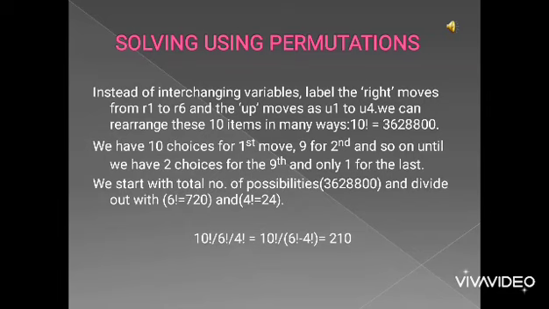We start with the total number of possibilities. They were 36,28,800, and divide out by 6 factorial, which is 720, and 4 factorial, which is 24. That is 10 factorial divided by 6 factorial divided by 4 factorial, which is equal to 10 factorial divided by 6 factorial times 4 factorial, which is again equal to 210. That was the same as the earlier answer.